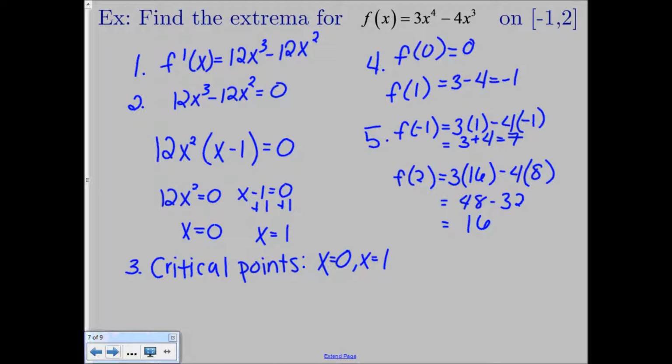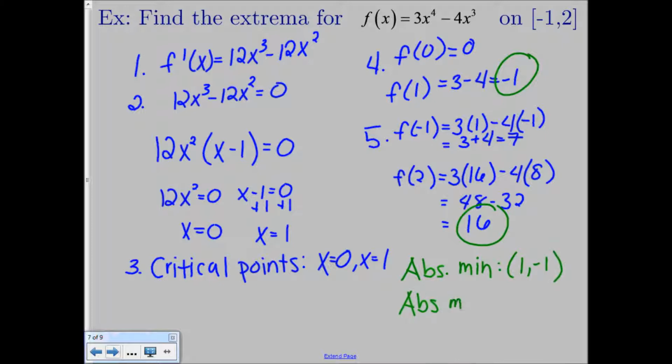So now that we have all of these written out, we want to see which one is our lowest point and which one is our highest point. Well, it's pretty easy to see that -1 is the smallest y value that we have, and that 16 is the largest. So for this function, we can write that we have an absolute minimum at the point 1, -1, and we have an absolute maximum at the point 2, 16.